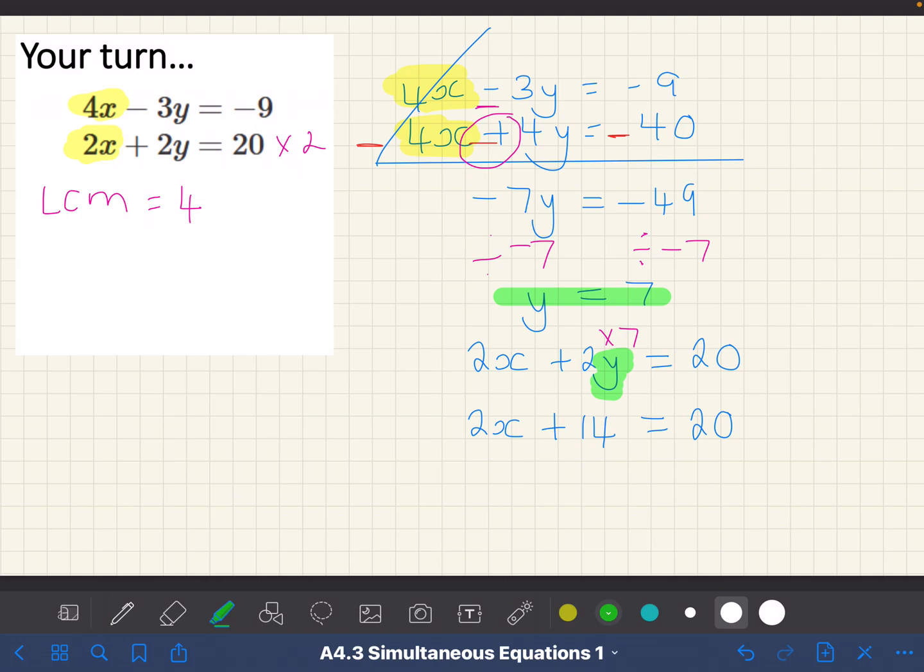We are looking to calculate the value of x. We need to get that on its own on the one side of the equal sign. This plus 14 is in the way, so we're going to get rid of this plus 14 by taking away 14 from both sides, leaving us with 2x is equal to 6. And lastly, we're going to divide by 2 to find out what our answer for x is. So that gives us x is equal to 6 divided by 2, which is 3.